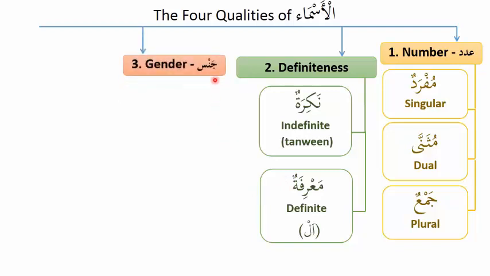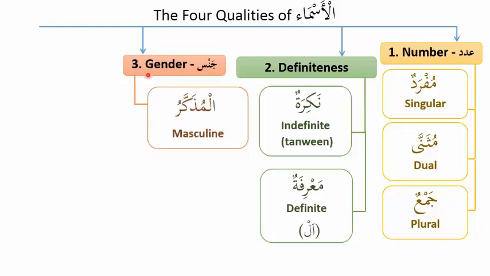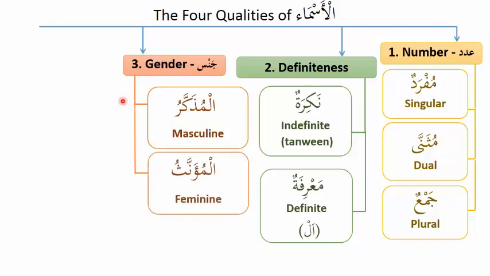Then we have jins, or gender. The third category is gender, and in Arabic there are only two genders. There is al-mudhakkaru, like here, this is ma'arifa. Al comes on mudhakkarun, and it becomes al-mudhakkaru, masculine, right? So from the qualities of al-asma is the quality of gender, or jins. Every ism is either mudhakkar or mu'annath. Mu'annath is feminine, inshallah. And in Arabic, there are only two genders. There is no other gender except mudhakkar and mu'annath.